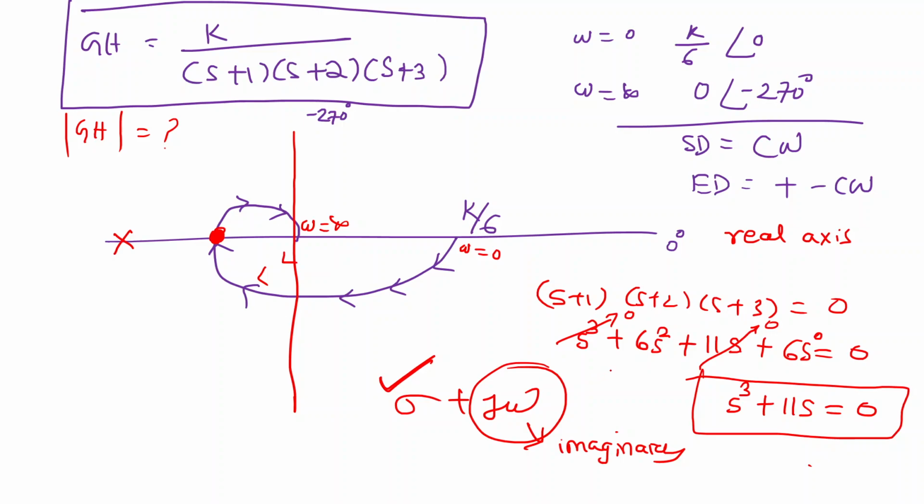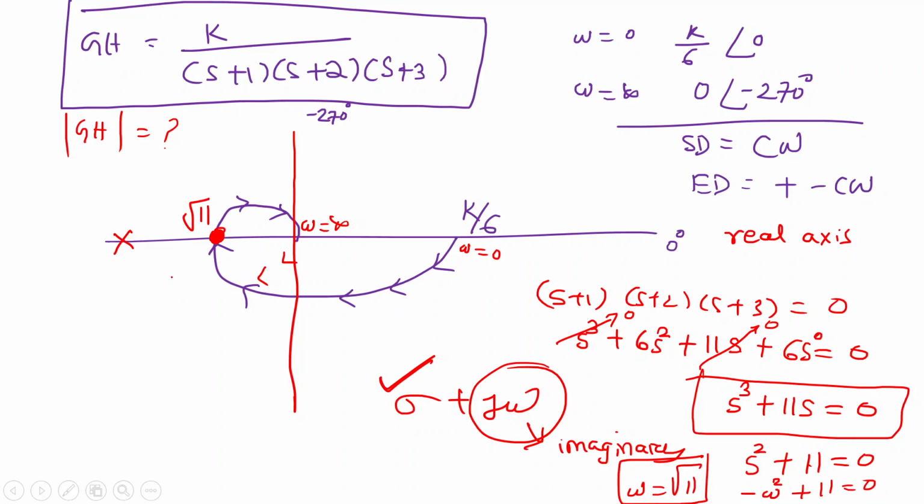Okay. So now here s gets cancelled. So this will be s square plus 11 equal to 0. So s square equals minus omega square, right, because you're putting j omega, plus 11 equal to 0. So omega equal to root 11, right? Omega equal to root 11. So this point is root 11.